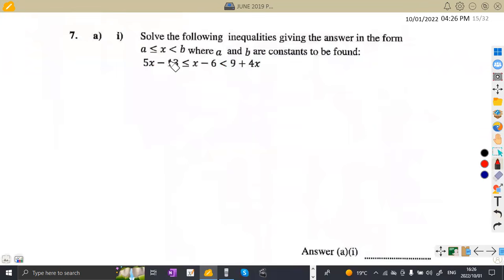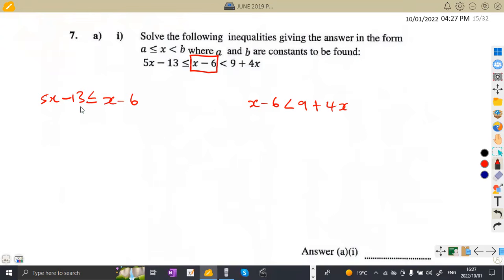Item 7, solve the following inequalities. So you're given an inequality, giving the answer in the form we are given. So guys, I told you inequalities divide into 2. From the middle term, this is the middle term of x minus 6, you're going to divide into 2. So this will be 5x minus 13 is less than or equal to x minus 6. We move on to the other one. x minus 6 is less than 9 plus 4x. So you divide your inequalities into 2 like that.